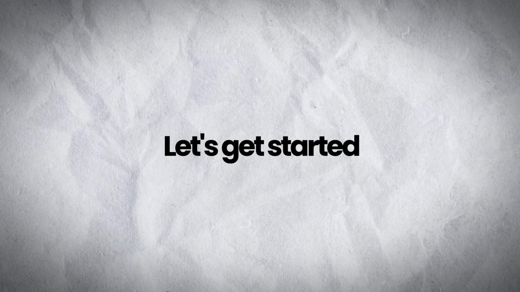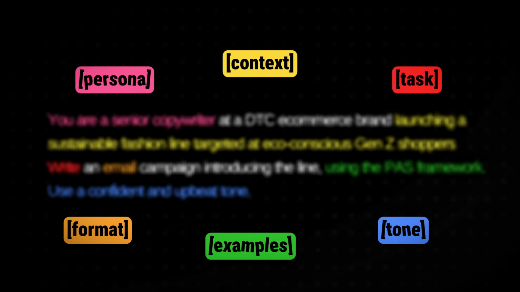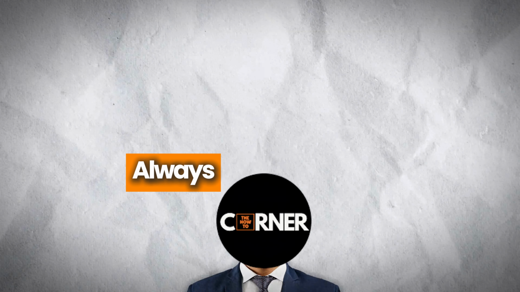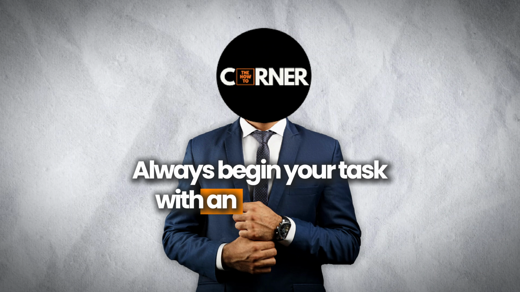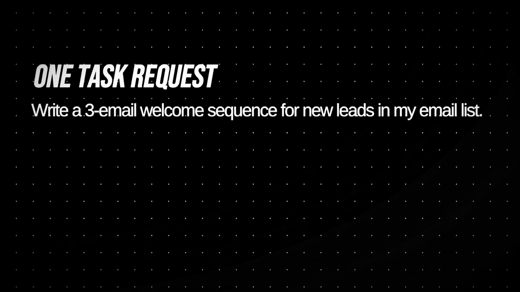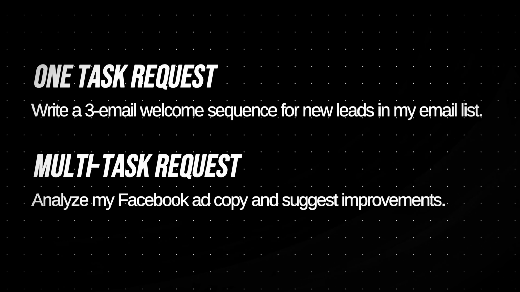So let's get started. First, it's critical to not only know what the 6 components are: task, context, exemplars, persona, format, and tone. Let's break down each component, starting with task. This is your instruction. Always begin your task with an action verb. Write, generate, create, analyze, and brainstorm. For example, write a 3-email welcome sequence for new leads in my email list. Or analyze my Facebook ad copy and suggest improvements.